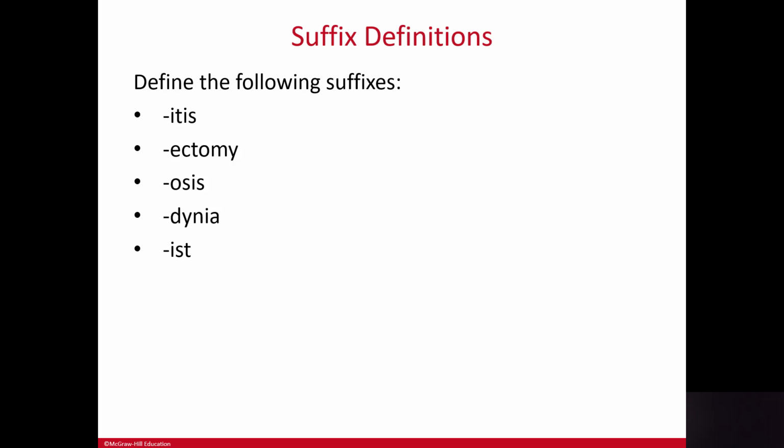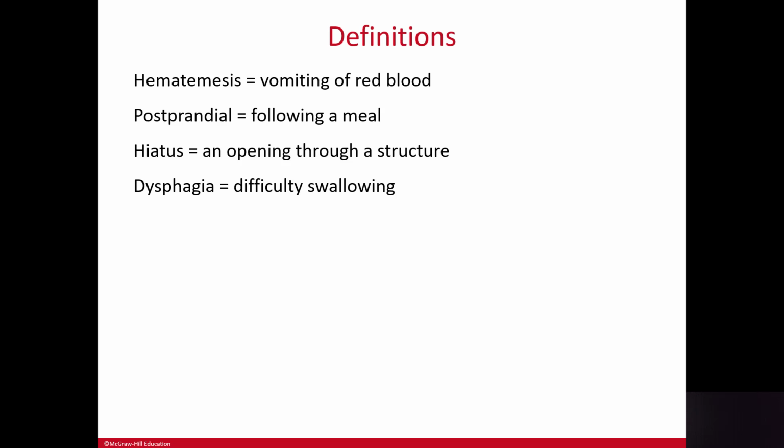All right, so let's look at some of the suffixes. Itis means inflammation of, ectomy means surgical removal of, osis means condition of, dynia means pain, and ist means one who specializes in, or like a specialist. Some definitions: hematemesis, we had this in a previous video. If you break that word down, emesis means vomiting, hemat means blood. Postprandial, I just gave you this one. Post means after, prandy means a meal, so following a meal.